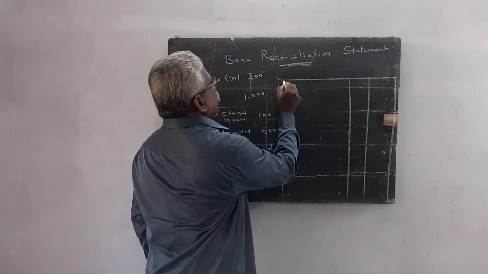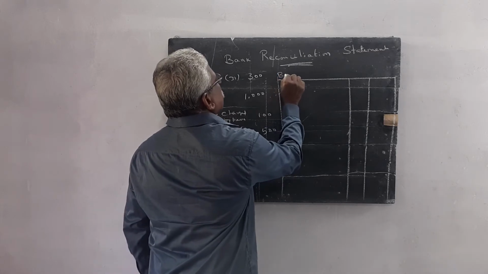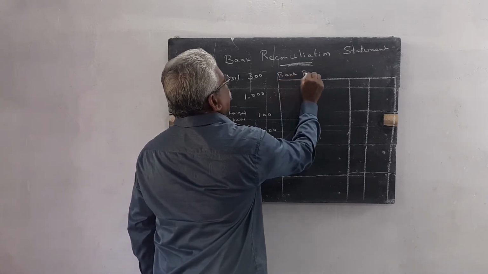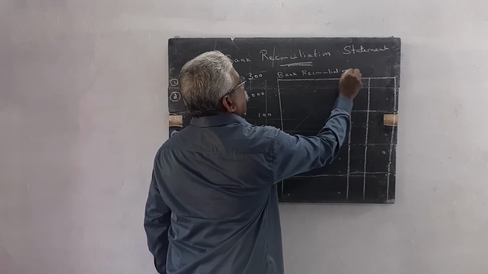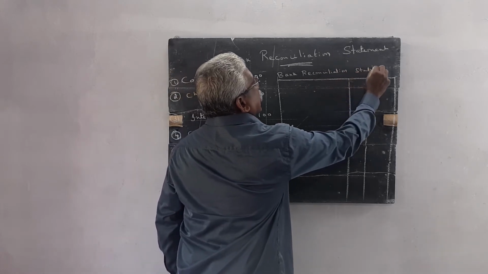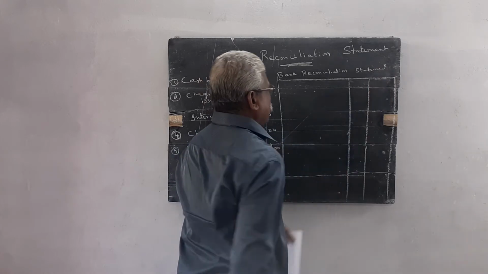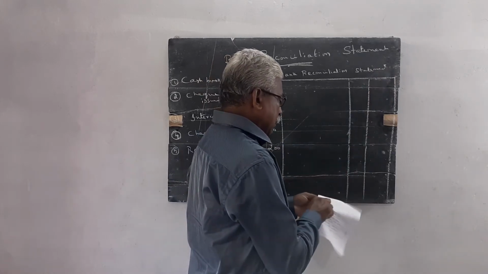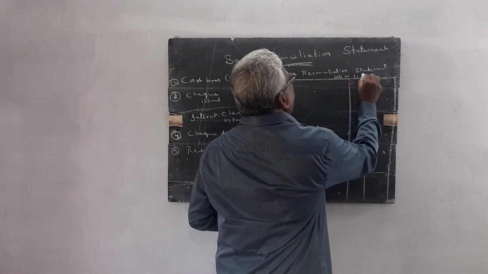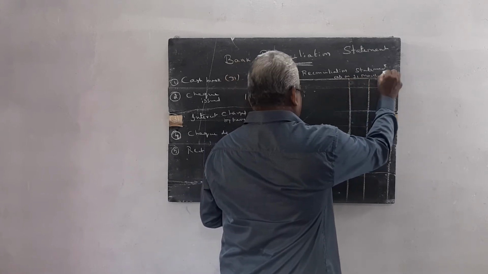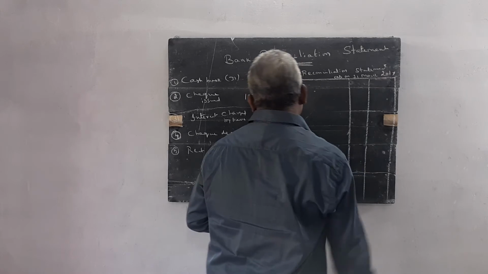Then first we write bank reconciliation statement. Here the date is given in the question. Bank reconciliation statement as on 31st March 2017. It is given in the question.